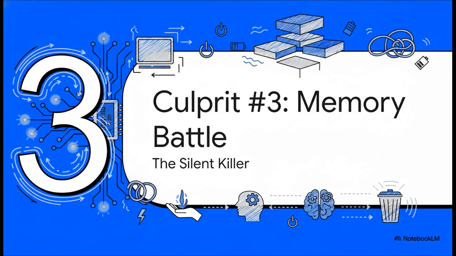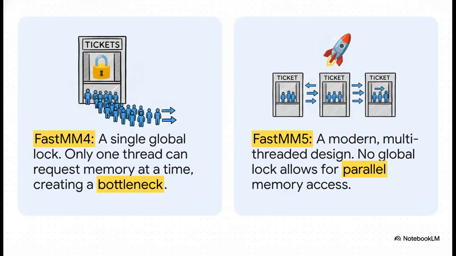All right, our third and final culprit is a bit more subtle, but it is just as deadly to your app's performance. It's a silent killer: memory management. How your app requests, uses, and frees up memory has a huge impact on whether it feels smooth or sluggish. Think about it like this.